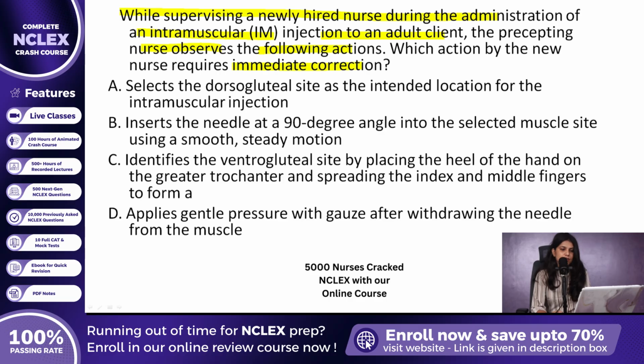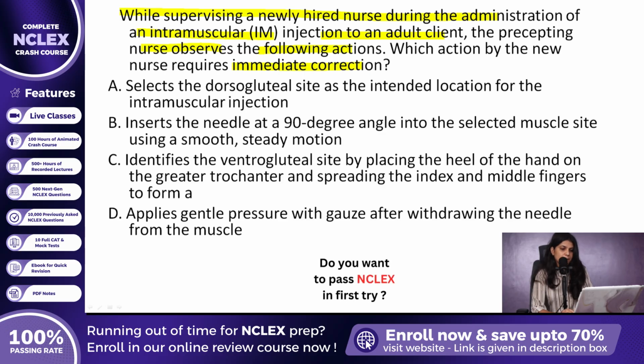Option A selects the dorsogluteal site as the intended location for the intramuscular injection. Option B inserts the needle at a 90-degree angle into the selected muscle site using a smooth, steady motion. Option C identifies the ventrogluteal site by placing the heel of the hand on the greater trochanter and spreading the index and middle fingers to form a V. Option D applies gentle pressure with gauze after withdrawing the needle from the muscle.